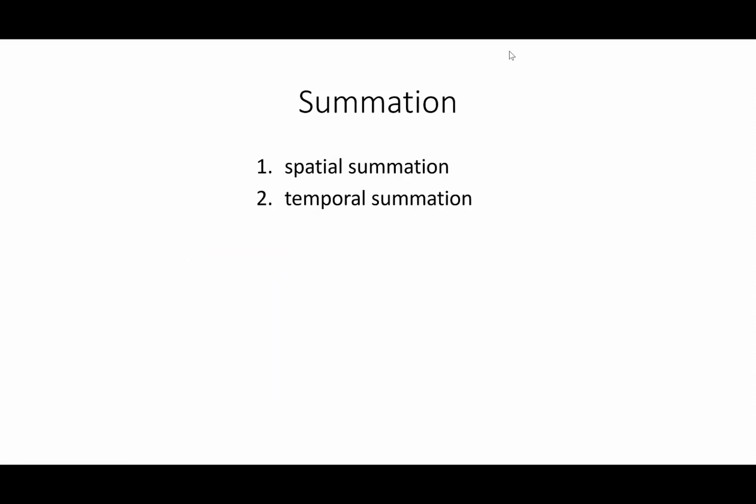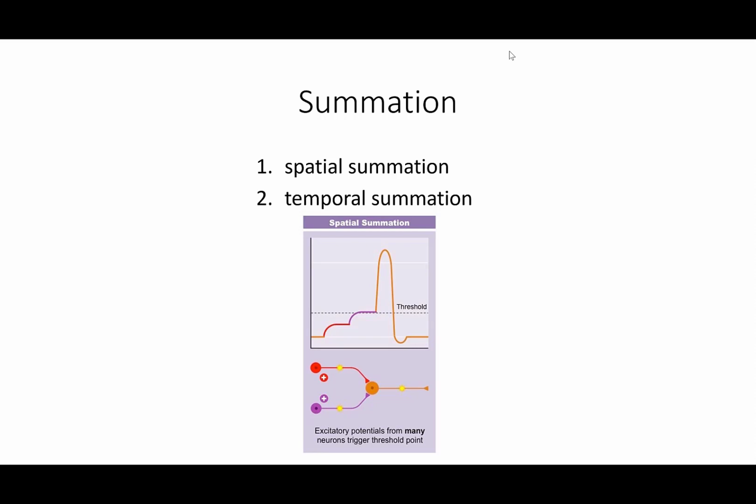Another unique aspect of our graded potentials that we didn't necessarily talk about last time, but we need to talk about now, is this concept of what we call summation. So spatial summation and temporal summation are ways in which small sub-threshold graded potentials can actually trigger an action potential. So let's look at spatial. In spatial, what we're saying is that we have multiple neurons sending an action potential at relatively the exact same time.